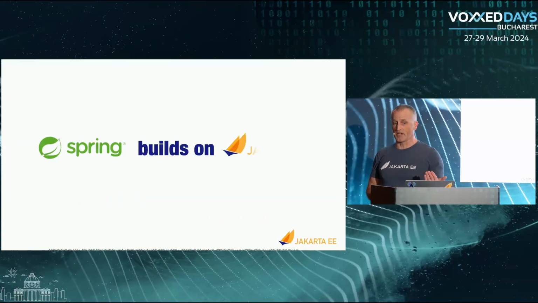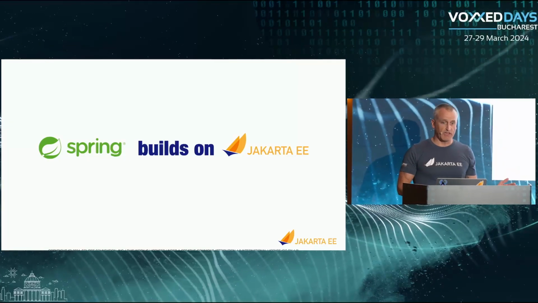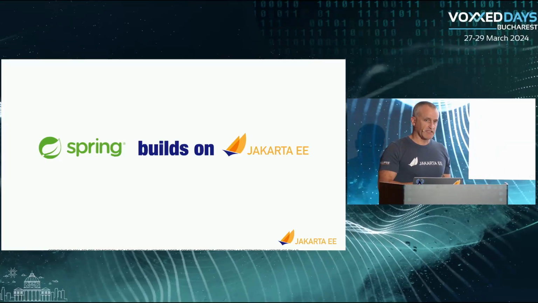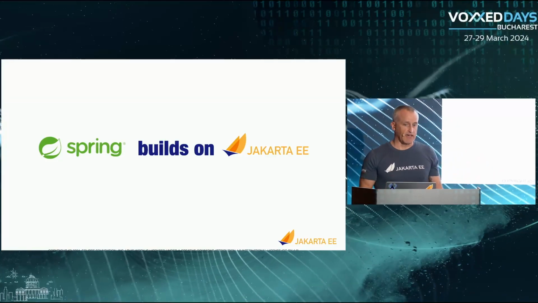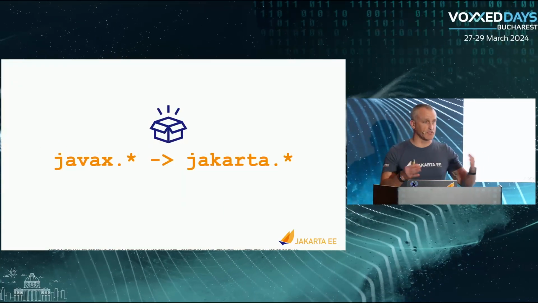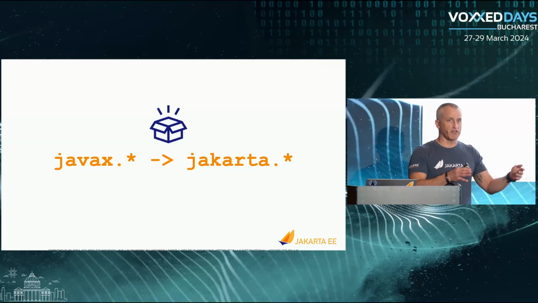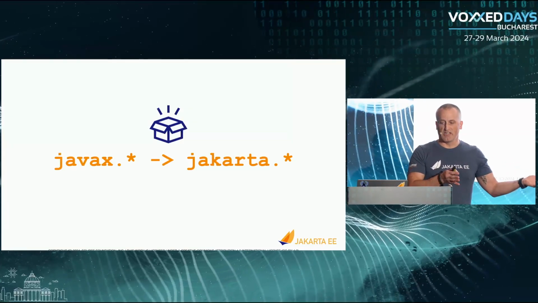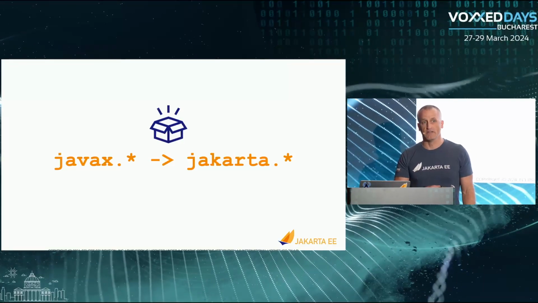And it turns out that Spring very much builds on top of Jakarta EE. Spring Boot 3 raised this baseline from Jakarta EE 8 to Jakarta EE 9, and that's where the namespace change came in. So if you're doing an upgrade from Spring Boot 2 to Spring Boot 3, you'll notice that a lot of your code gets compilation errors because you have a lot of javax stuff. And that's all Jakarta EE.